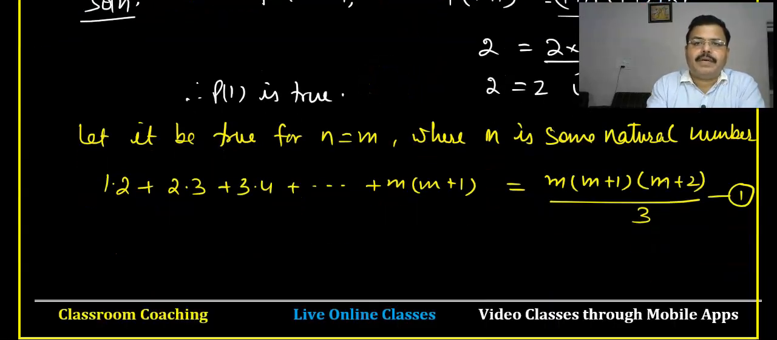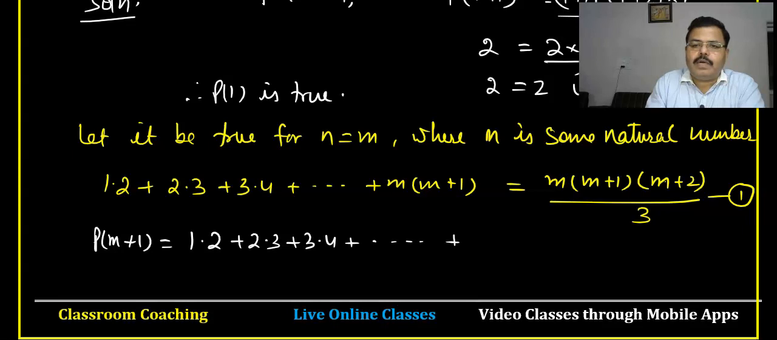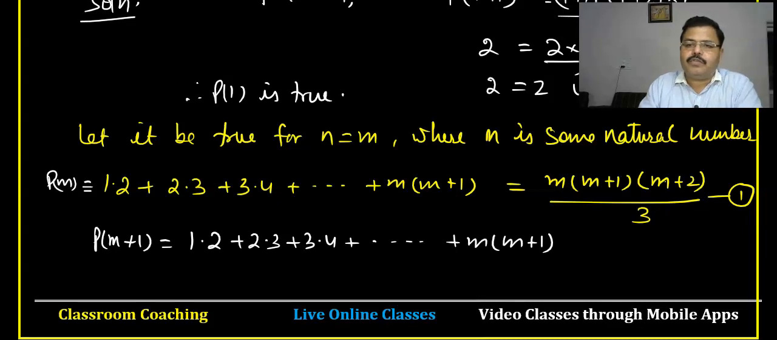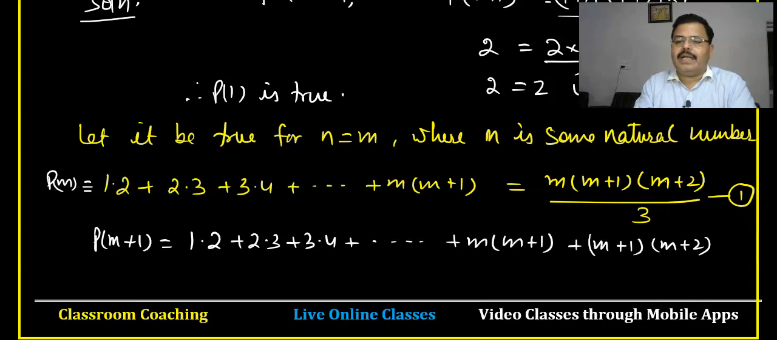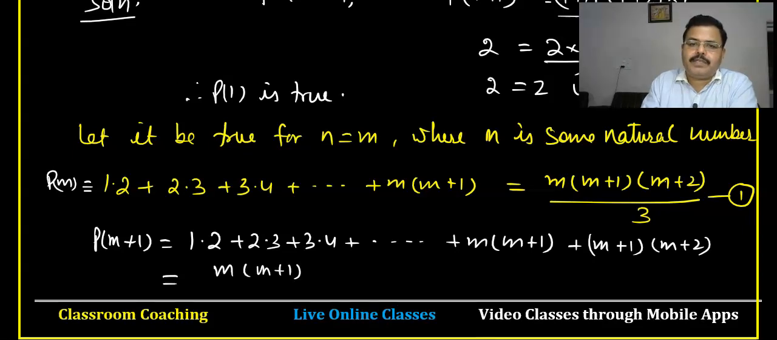Now, for P(m plus 1), the result will be 1 into 2, 2 into 3, 3 into 4, up to m into (m plus 1), this is P(m), right? This is just equivalent to P(m). So, P(m plus 1) will be one step more than this. And for this, to write the last step, you should use m is equal to m plus 1. The last step is the one where we put m plus 1 in place of m. Now, instead of this up to here, the result you used, instead of m into (m plus 1) you can write all of this: m into (m plus 1)(m plus 2) whole divided by 3, plus this remaining one, (m plus 1)(m plus 2), right?